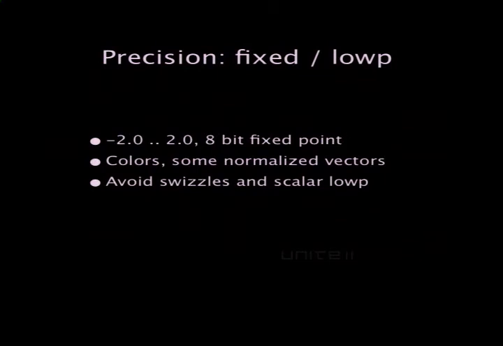So one thing is to use appropriate precision for all your computations in the shader. Fixed precision, or lowp in GLSL, is good for general colors. The range of numbers is -2 to +2 with 8 bits. So when you read something from a texture, it's a good thing to put that into a low precision variable. That's also good for some normalized vectors, but on some GPUs it's bad if you want to do swizzles on those values, because then swizzles aren't free.